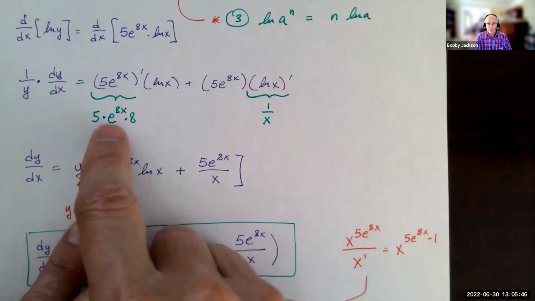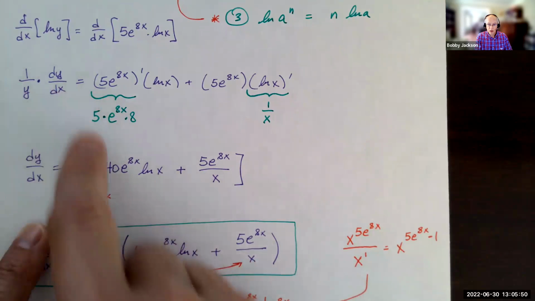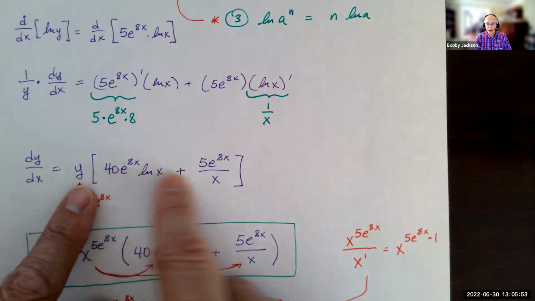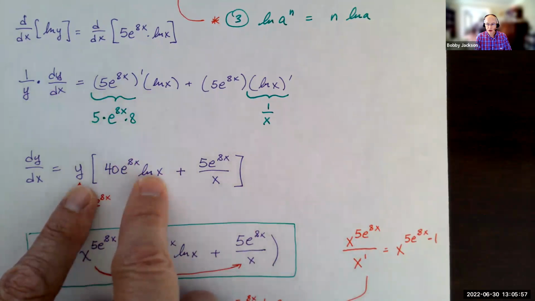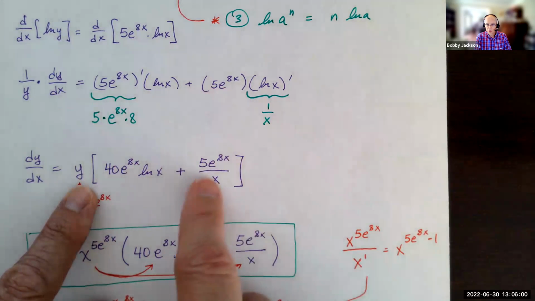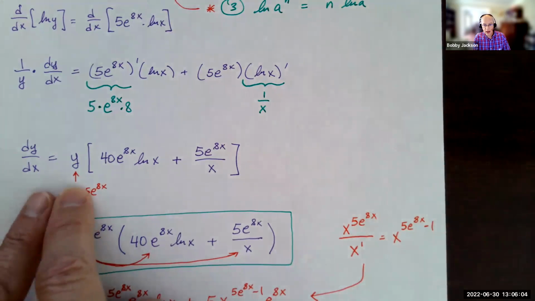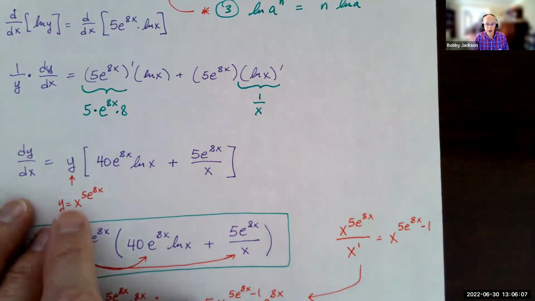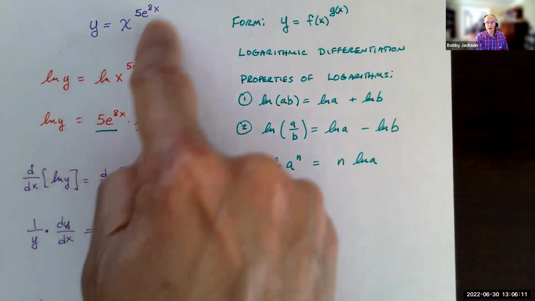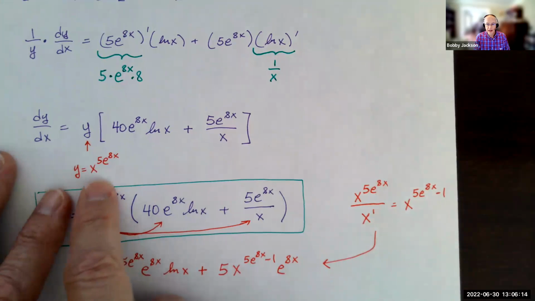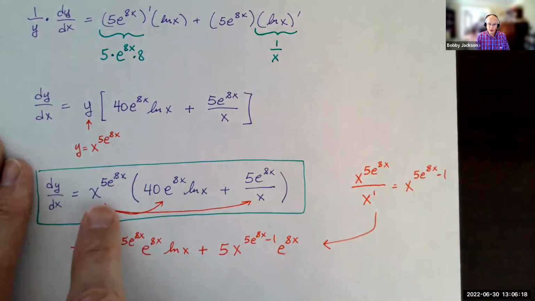Okay, so now to solve for dy/dx, I can multiply both sides by y, right? Multiply by y, so y is here. And then in parentheses, I've got, as I said, 40 e to the 8x times the natural log of x, and then 5 e to the 8x times 1 over x, is this, right? Then y, remember, we would like to express the derivative in terms of x only, and we can because y, remember, was this function here. So I just replace y with this stuff here, right? x to the 5 times e to the 8x power. So this is what we get.